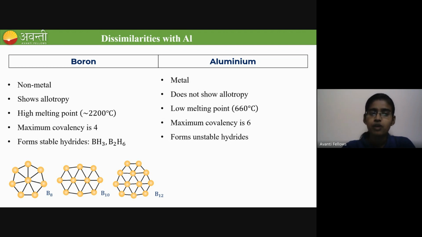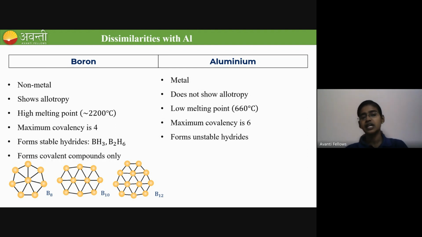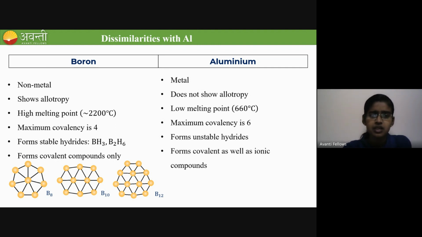And boron forms only covalent compounds, as I've already told you in the previous slide. Because of its very small size, boron can form only covalent compounds. But aluminium forms covalent compounds as well as ionic compounds. Okay, so these are the very important 6 dissimilarities that boron and aluminium have among them.